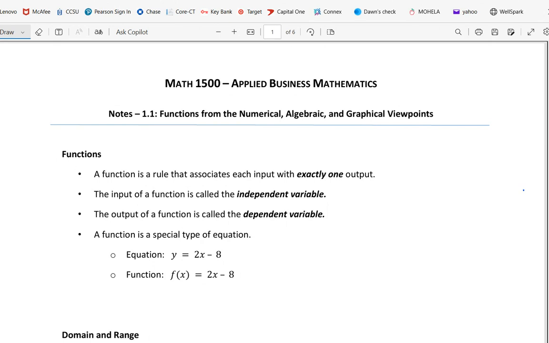For the first section in this course, we want to look at functions and refresh our memory as to what a function is. We're used to seeing equations, y equals 3x plus 2, or y equals x squared minus 5. Those are equations. Those equations are also functions. Now, not all equations are functions. All functions are equations. In a function, it's a special rule where each input has exactly one output.